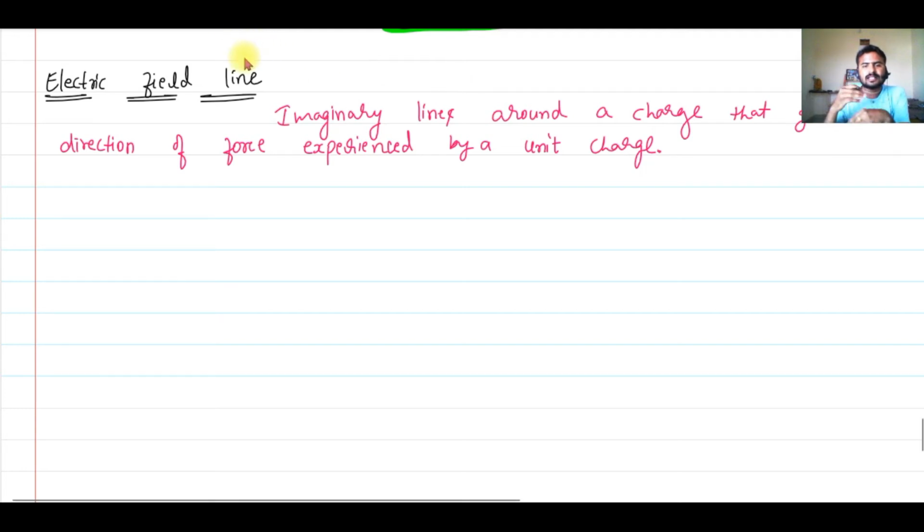Now let us draw the electric field lines due to a single positive charge, due to a single negative charge, and due to a positive and negative charge together, and due to like charges. So all the different cases we will take and draw the electric field lines. So let us say I want to draw the electric field line due to a single positive charge.